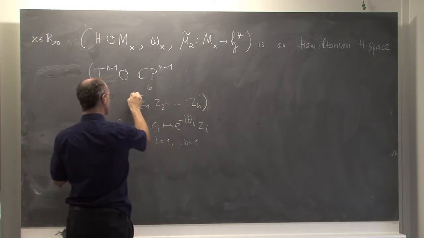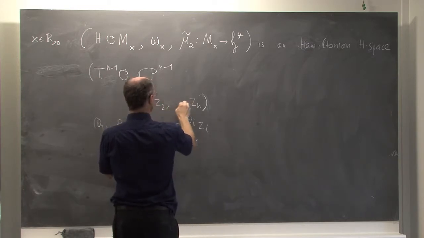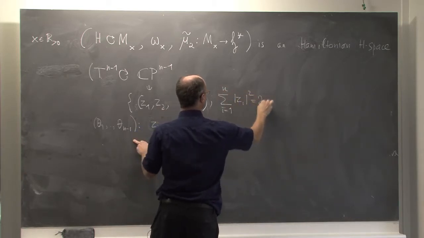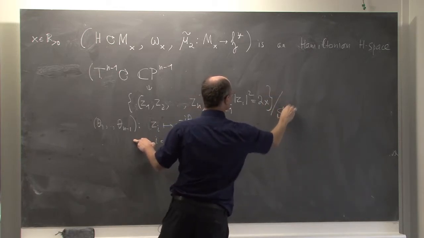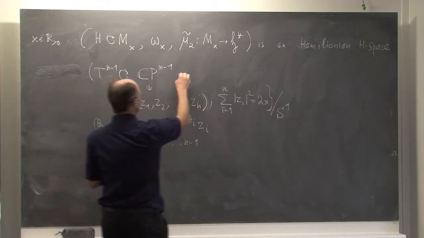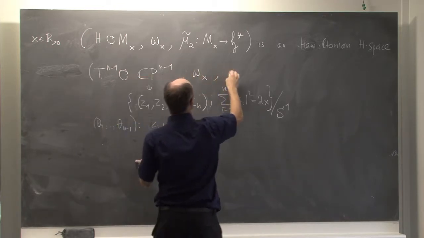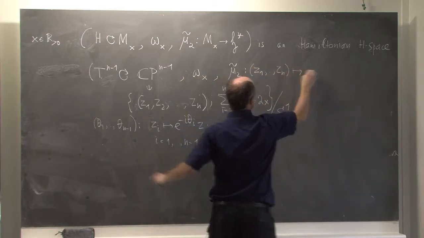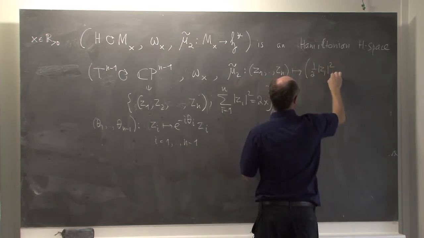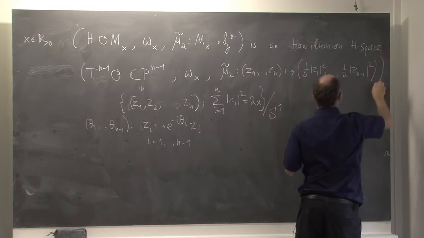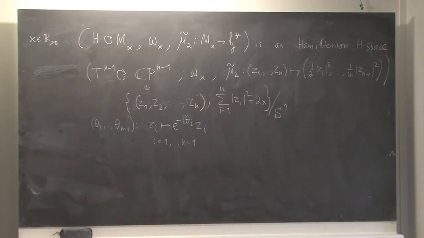In fact, our presentation is even more detailed. We have them as n-tuples Z1 through Zn with the sum from 1 to n of Zi squared equal to 2x, modulo the diagonal S1 action. There is some 2-form omega x, and there is mu2 tilde mapping Z1 through Zn to 1/2 Z1 squared through 1/2 Zn-1 squared. So this is a rather concrete presentation.